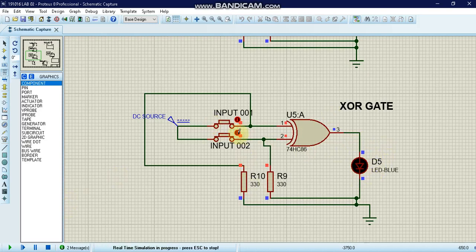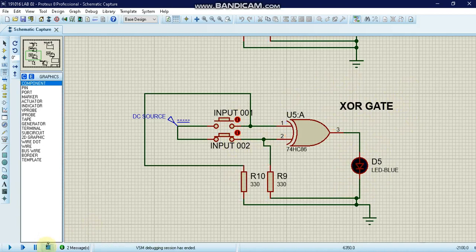Now if we turn on one of the inputs and turn off the other input, we can see the LED is blinking. Since these inputs are the same, we can see here that our LED is off, but if we make these inputs opposite of each other, then our LED will be on. That's how our exclusive OR gate works.